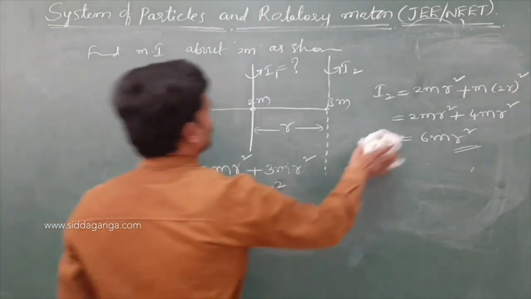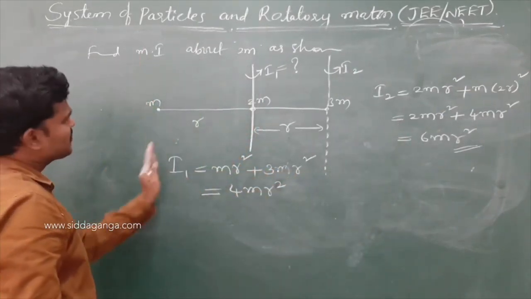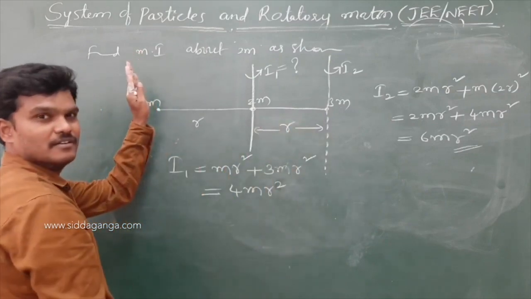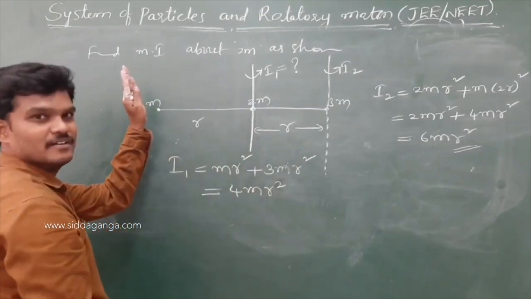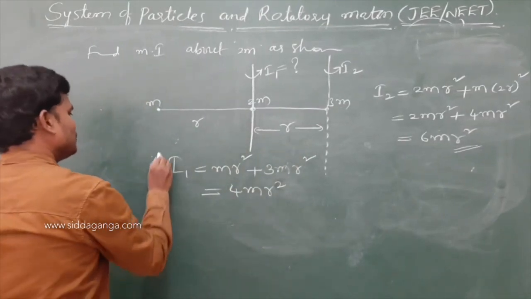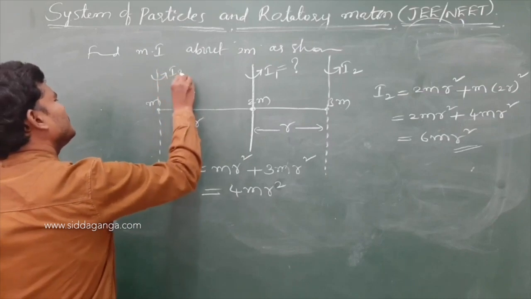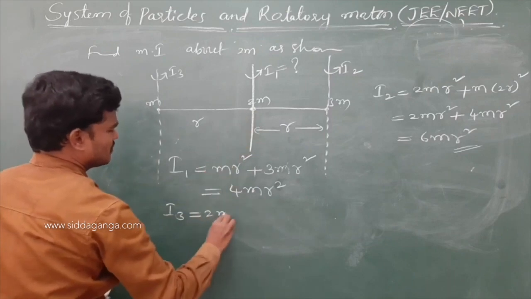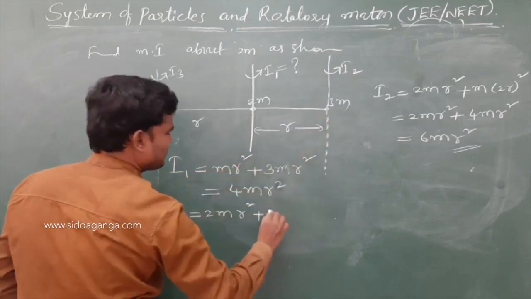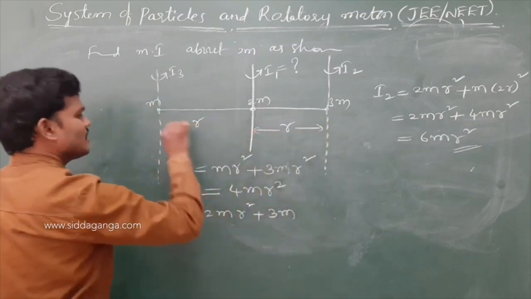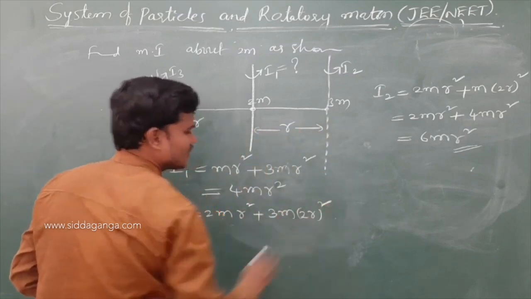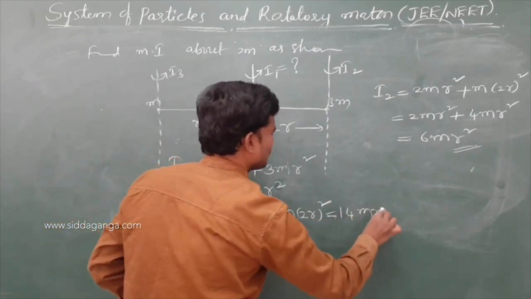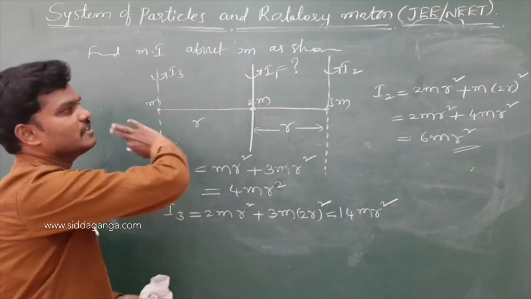Let us find one more. You can find about this also. From this axis it is 2m into r square plus 3m into 2r whole square. Let us try this also, so let me find I3. I3 is 2m into r square, plus 3m into r plus r, 2r whole square. So 4, 3 12, plus 2 is 14 m r square. So we can find the moment of inertia about anything.